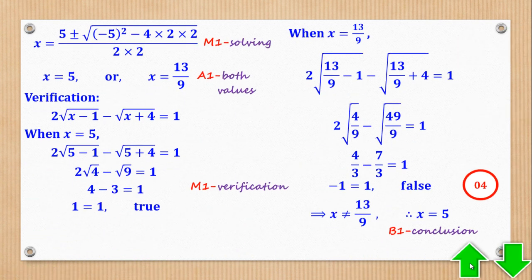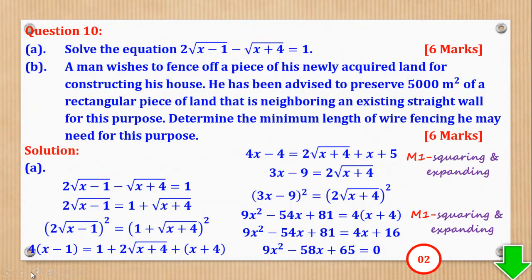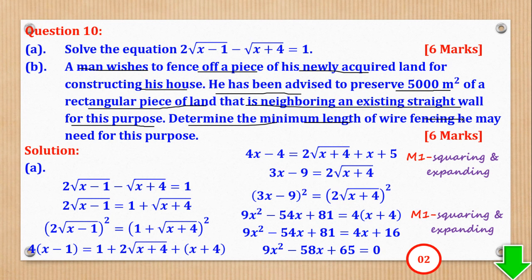Now let's go to part B. Part B, let me first see it. So part B says, a man wishes to fence off his newly acquired land for constructing his house. Okay. He has been advised to preserve 5,000 meters squared of a rectangular piece of land that is neighboring an existing straight wall for this purpose. Okay. Determine the minimum length of wire fencing he may need for this purpose.